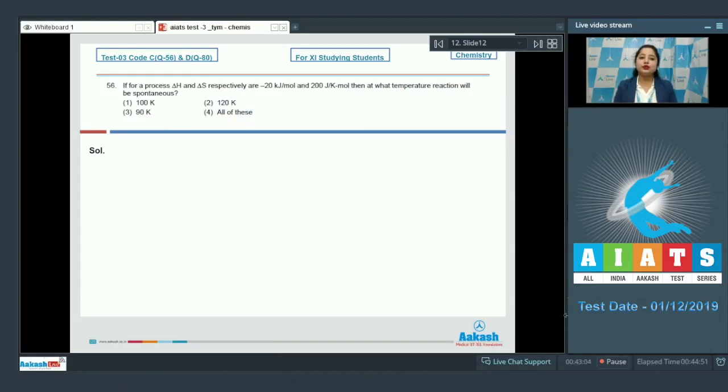Students, for this question, we need to know the relation between delta G, delta H and delta S. I'm writing the relation: delta G is equal to delta H minus T delta S. In this question, we are given a spontaneous reaction, and for a spontaneous reaction, the value of delta G is less than 0. That means the value of delta G is negative. So let's see at what temperature the value of delta G is negative, given the values of delta H and delta S.